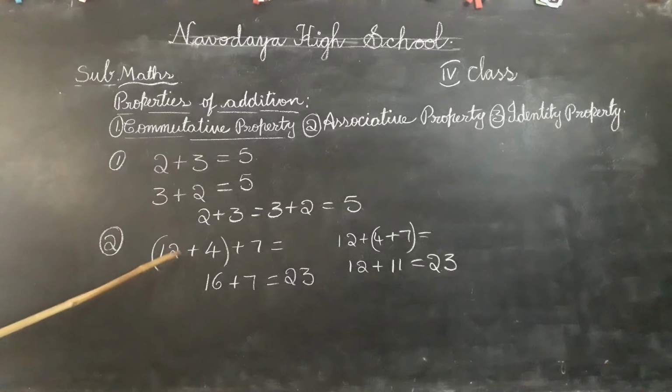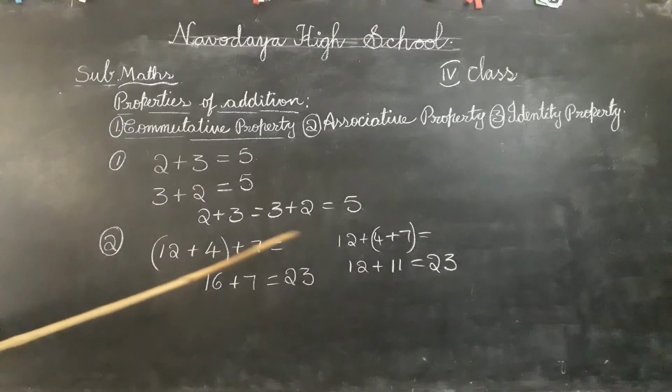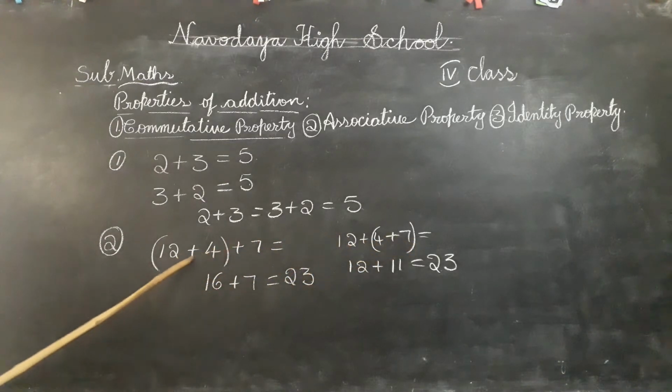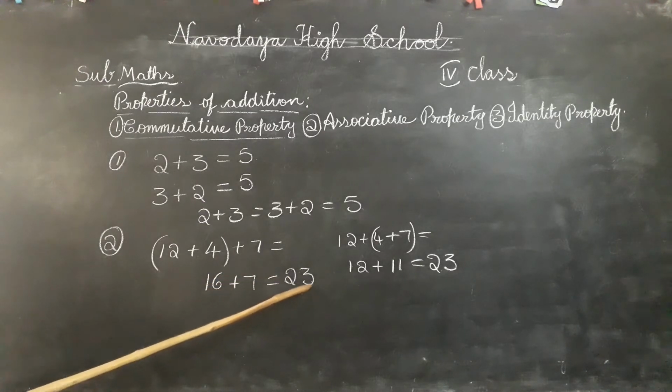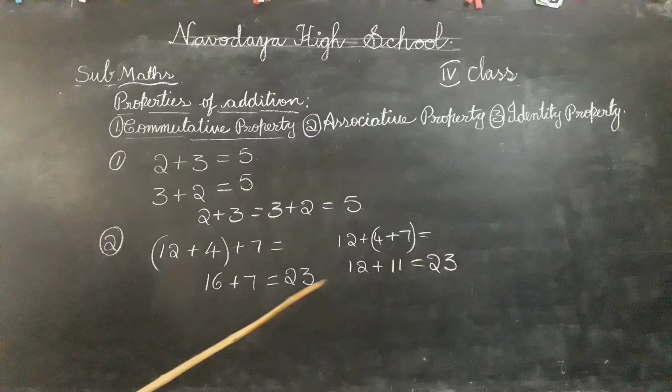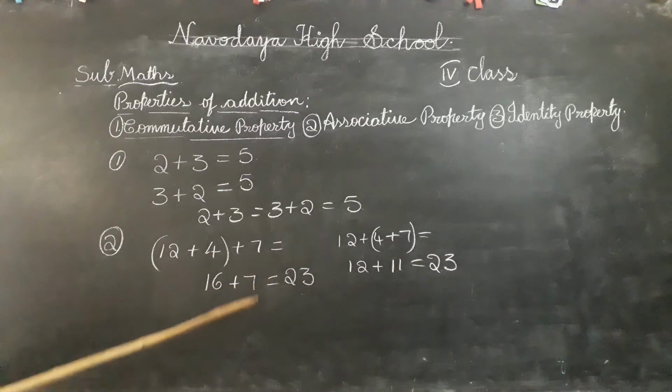Associative property. Look here. So it can be said that whatever may be the order of addition, the sum of the number remains the same. This is known as associative property.